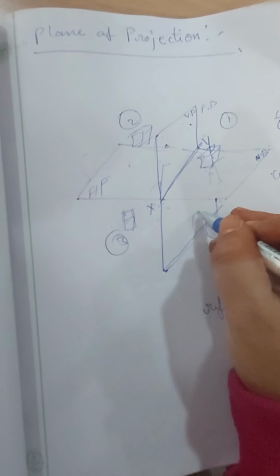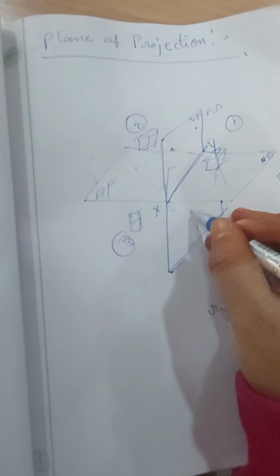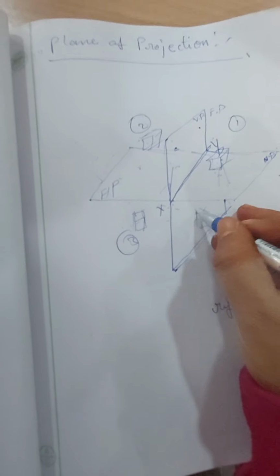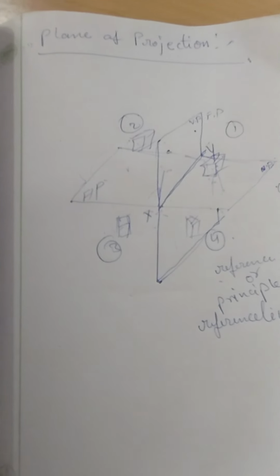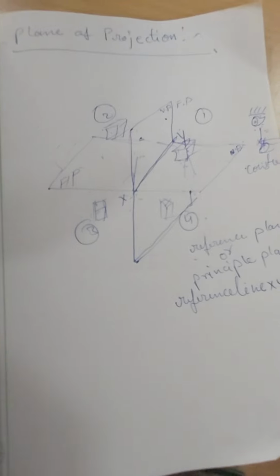And if the object is in the fourth quadrant, it will be explained like this. The object is below HP and in front of VP. Okay.